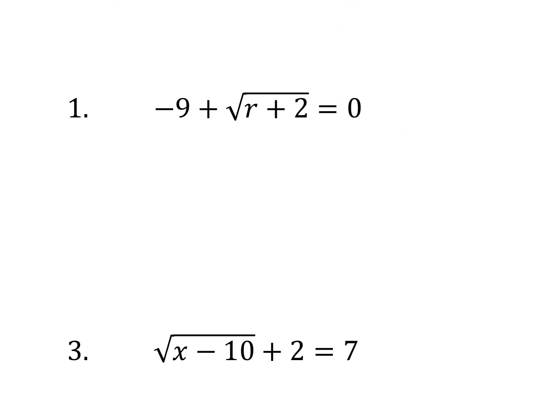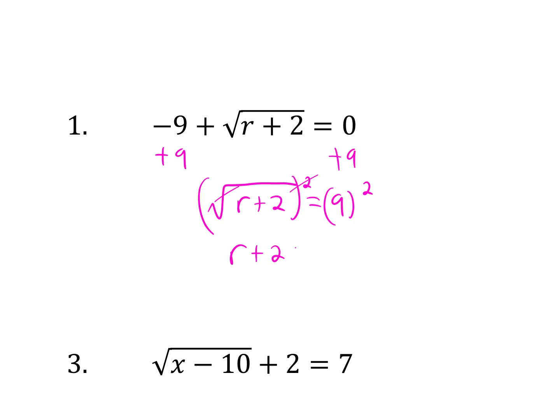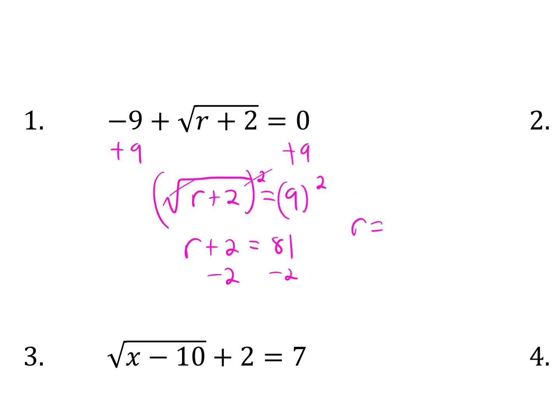All right, number 1. So we have this negative 9 plus square root of r plus 2 equals 0. Is the square root by itself right now? It is not, so we need to get rid of the negative 9. We're going to add 9 to both sides. So now we have square root of r plus 2 equals 9, right? Now is the square root by itself? It is. So now to undo the square root, we're going to square both sides, okay? That's going to cancel the square root here. Now we have r plus 2 equals what? Is that 81? How do we solve for r now? We're going to subtract 2. So we have r equals 79.